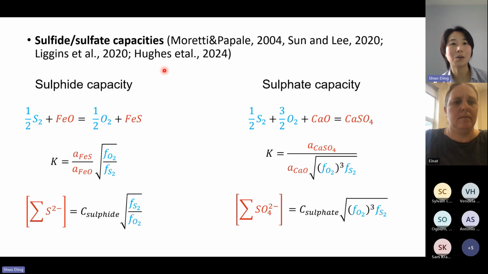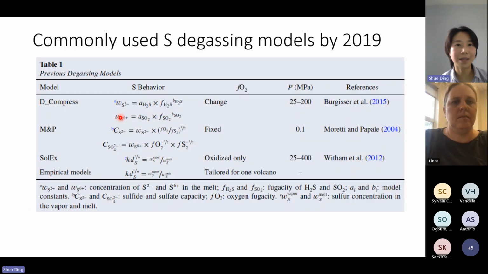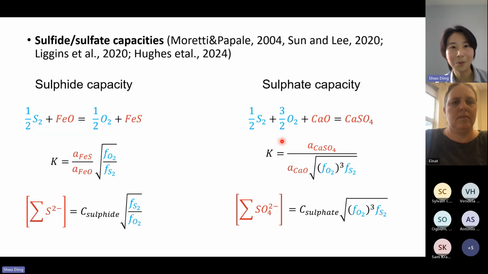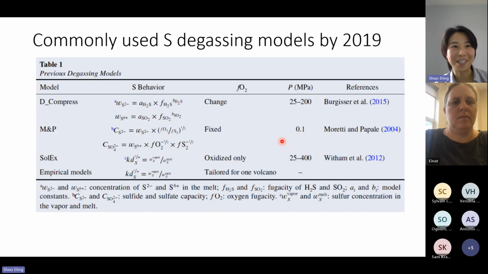And then there are some newer models that also adopt this sulfate and sulfide capacity, and you can see they're all after 2000. That's because I think in 2020 some new experiments were done to calibrate the sulfate and sulfide capacity. But the problem is, most of those new experiments are still done at 1 atmosphere. Anyway, in the SulfurX paper I have a summary of the existing models of sulfur degassing, but this really needs to be updated because there are a lot more newer models coming out. I'll talk about that in the end.